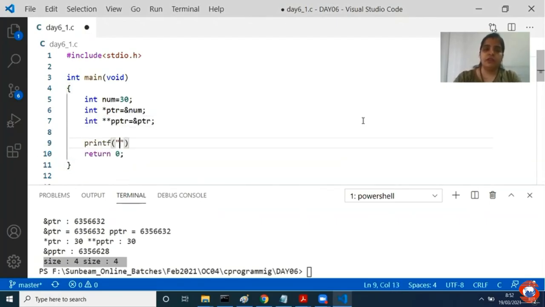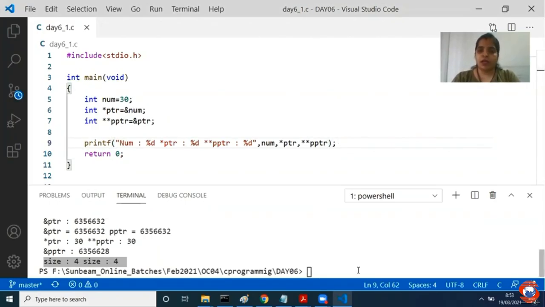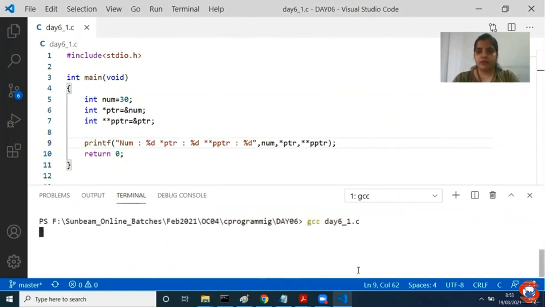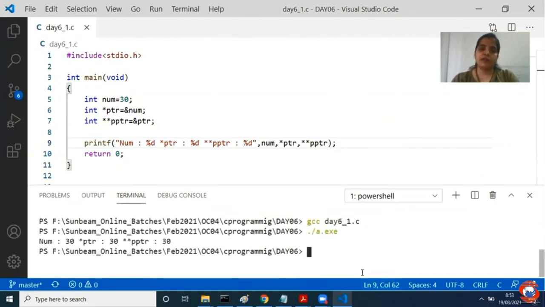If I say I wish to go for num value in %d, pointer PTR value in %d, pointer PPTR value in %d, num, comma pointer PTR, comma pointer PPTR. Will you please tell me what output I will get? Everyone, we are going to get all the three values same, which is 30, 30, and 30.